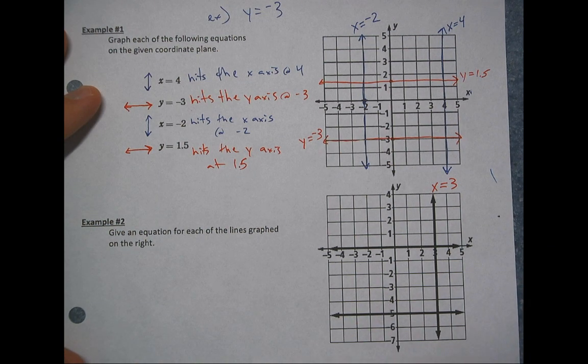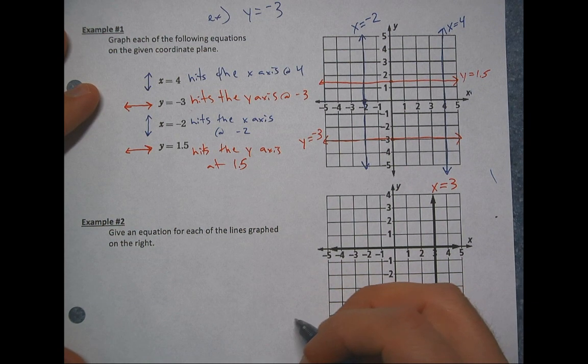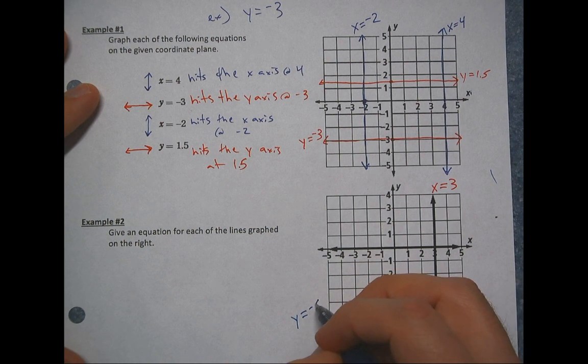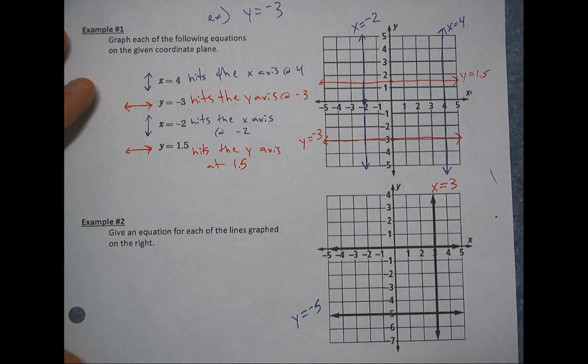Let's go down to this one. Okay, looks like it runs parallel to the x-axis, hits the y-axis, so it's y equals whatever it hits, and that's -5. Pretty simple.